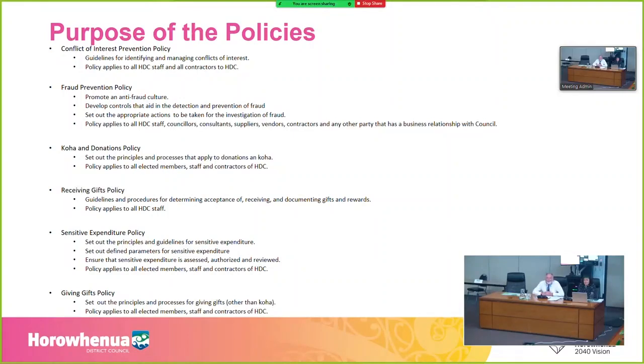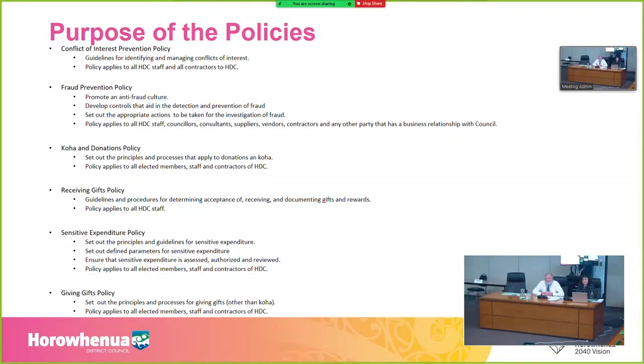For the fraud prevention policy, there are a couple of objectives. One is to promote an anti-fraud culture, looking at promoting behaviours and activities that discourage fraud. Another is developing internal controls that aid in the detection and prevention of fraud, looking at how things are authorised and how delegations are applied. And then setting out appropriate actions to be taken in the investigation if any fraud is discovered.